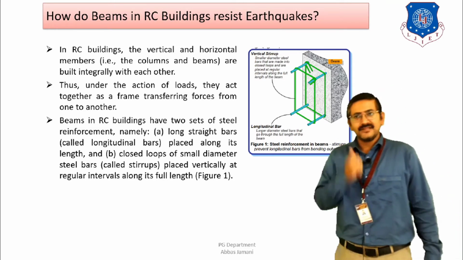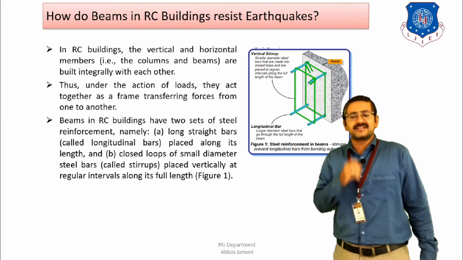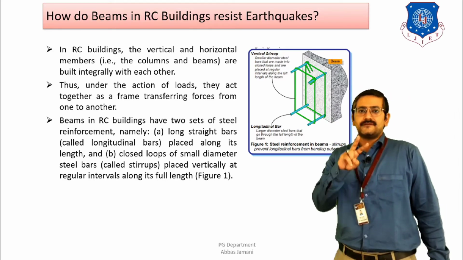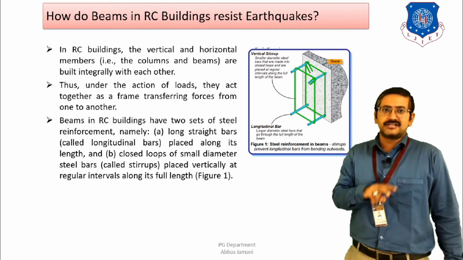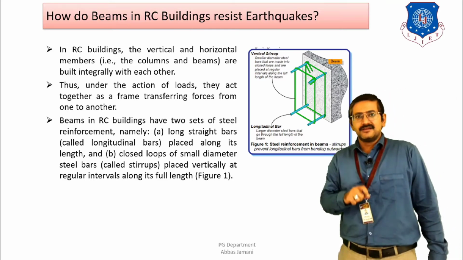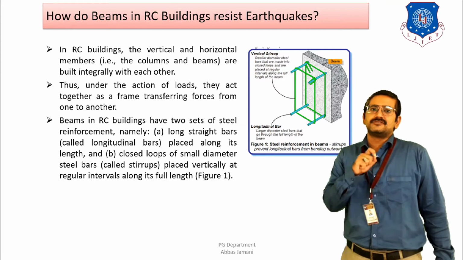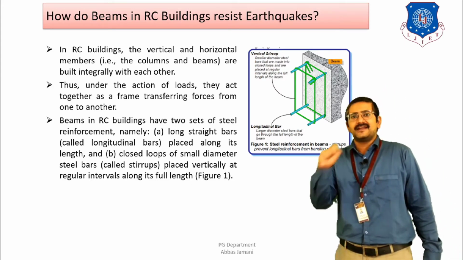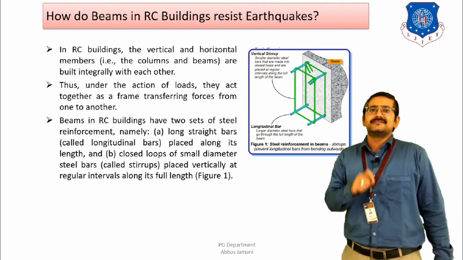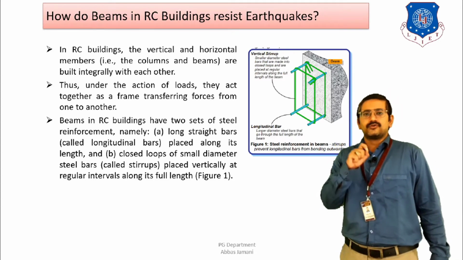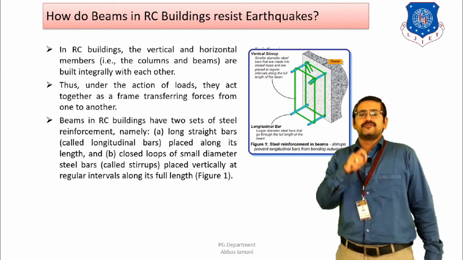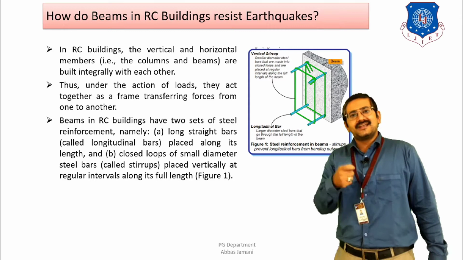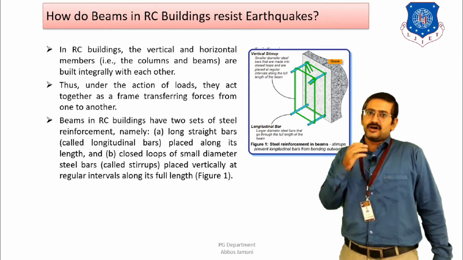So if I look at the structural geometry of the beam, it basically consists of two types of bars. First is the horizontal bar, and the second is the vertical bar. The horizontal bar is also known as the longitudinal reinforcement, which goes throughout the length of the beam, and it is straight. Second is the vertical bar, also known as closed stirrups or loops, which forms a closed loop, and it is provided at certain intervals as per the guidelines mentioned in IS 13920 along the length of the beam.